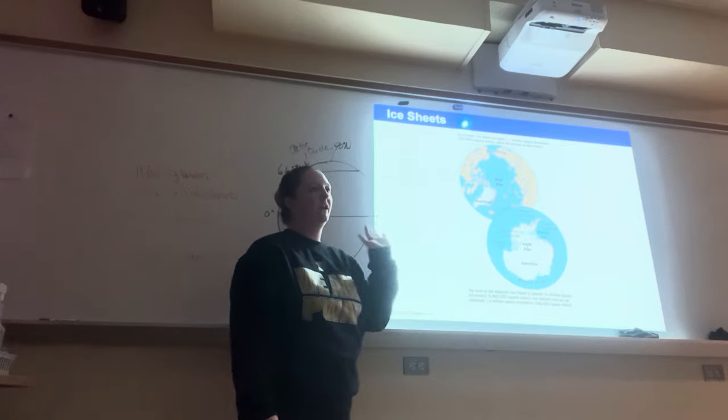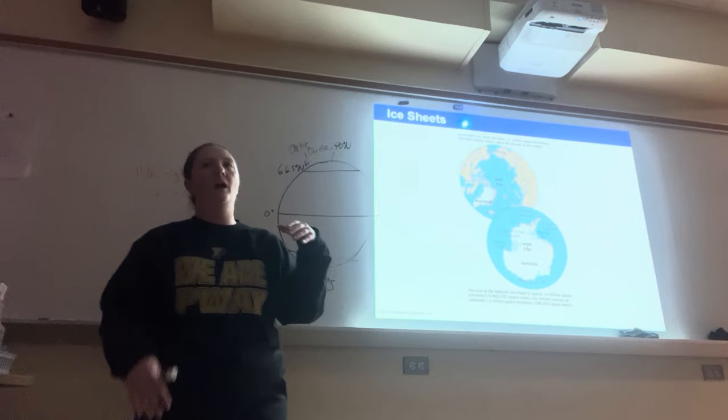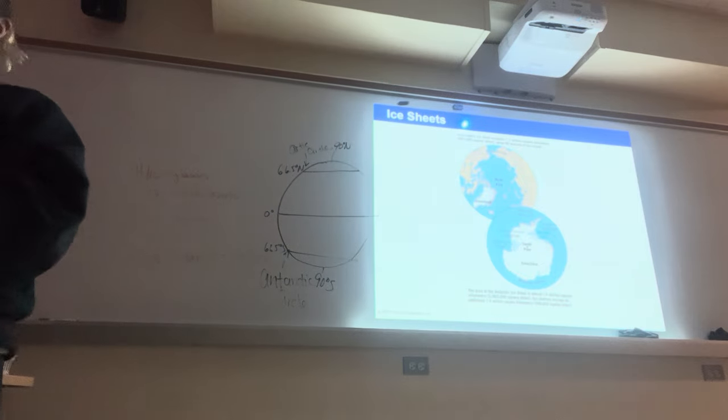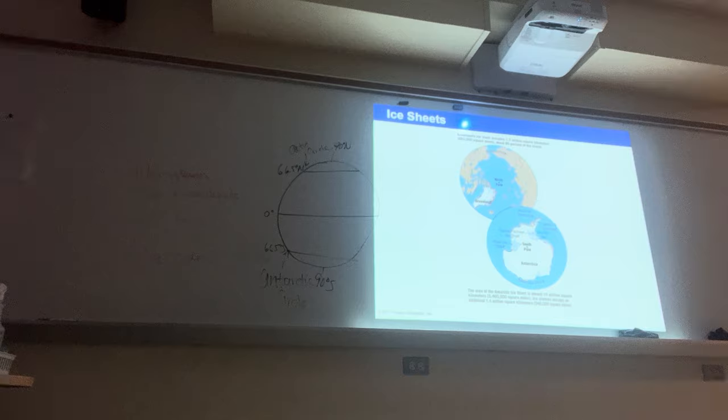Glaciers by definition are anchored to the ground. So if you have ice in the ocean, that is not a glacier. That's sea ice. It's different. In order to be a glacier, you have to be anchored to actual ground.